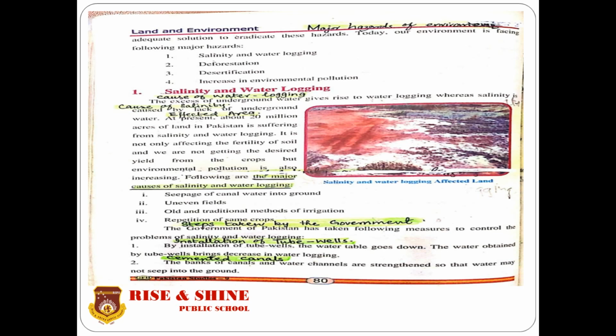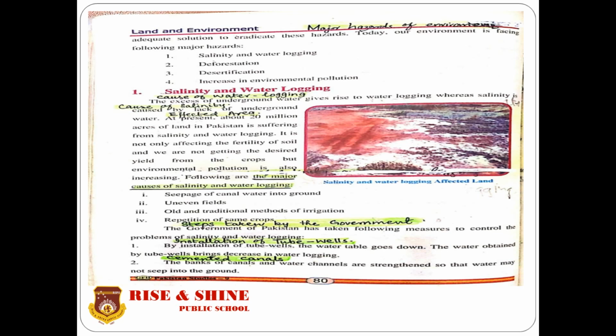What is waterlogging? Nature has maintained a special water table under the ground for the fertility of the soil. By the seepage of the water, when the soil absorbs the water, then the water table increases under the ground and it affects the crops.